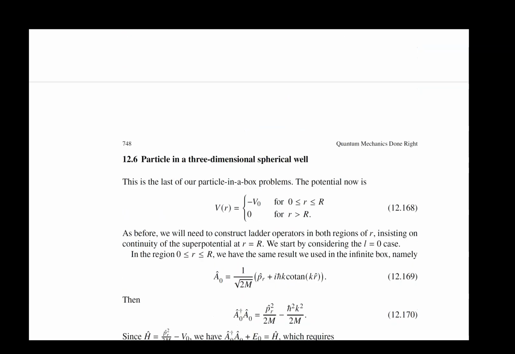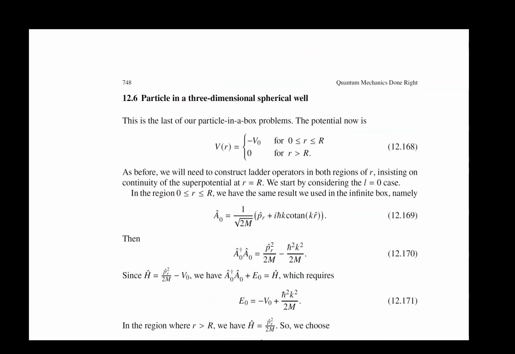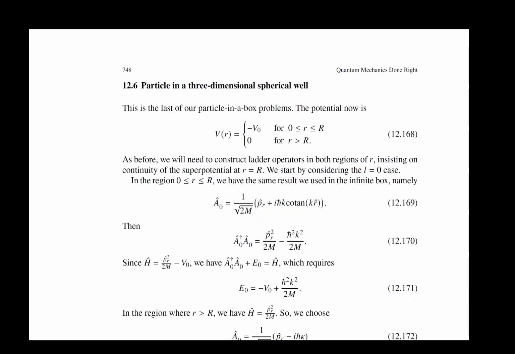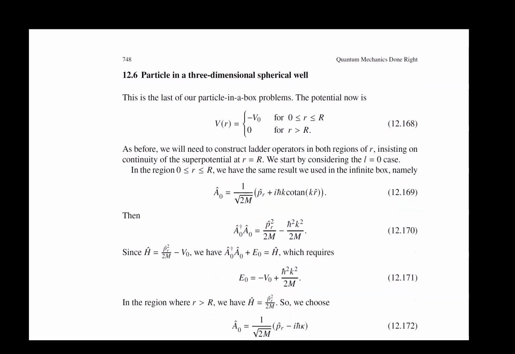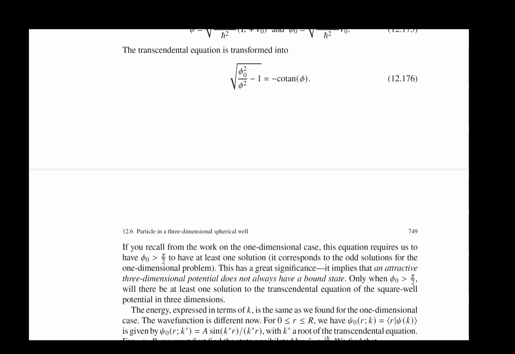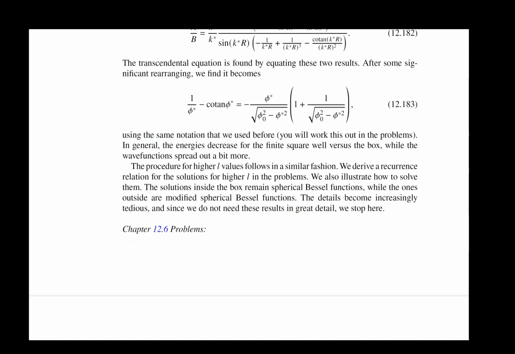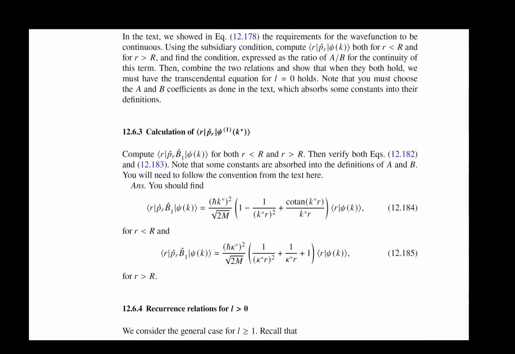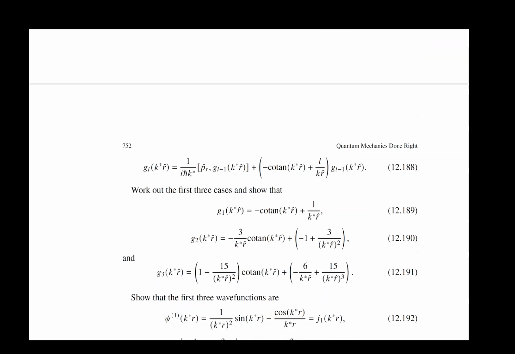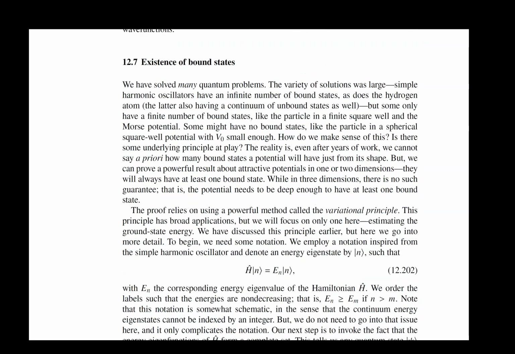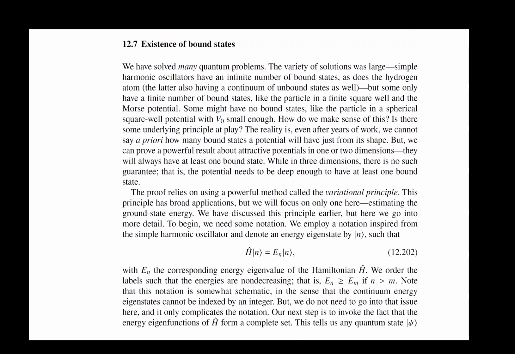We then go ahead and look at the particle in a 3-dimensional well, both in a box, which was 12.5. I blew past that, and in the finite square well, which is 12.6. In this case, the potential well has to be deep enough, otherwise there is no solution. And so we have this interesting conundrum where in some cases there are solutions, in other cases there are not. And then we look at this question of the existence of bound states. When can we find at least one bound state?